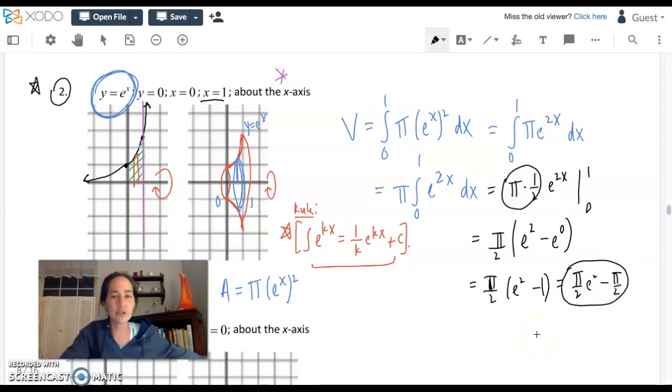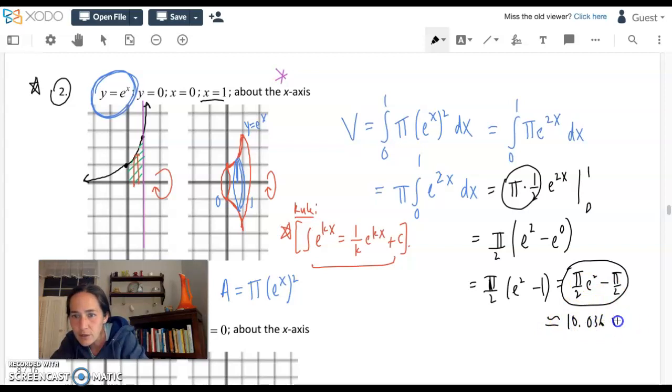So I would go straight to a calculator, type it in, round the decimal. I think I wrote it to the nearest thousandth. See if you get something around 10.036 units cubed, since this is volume.